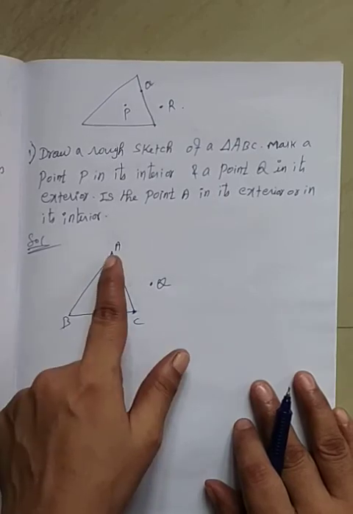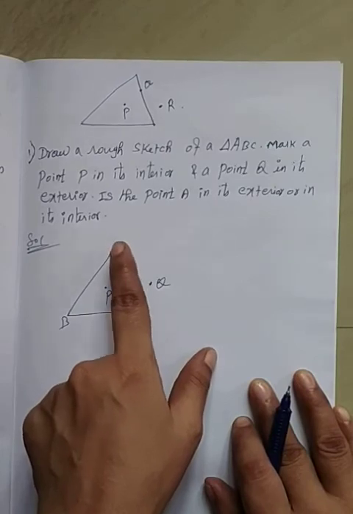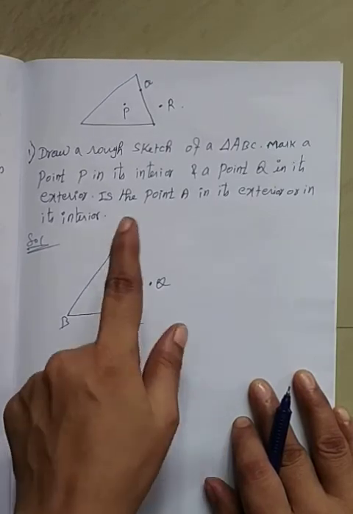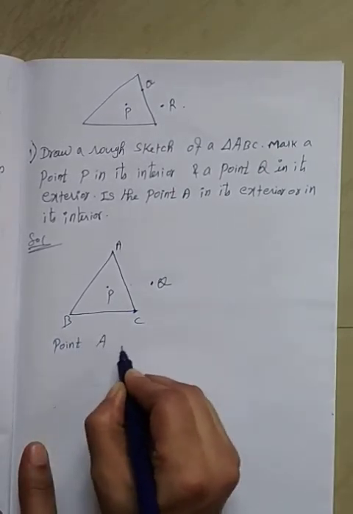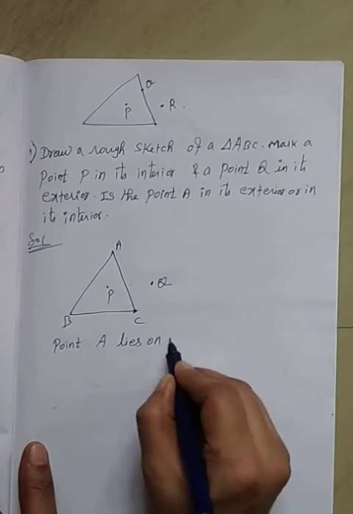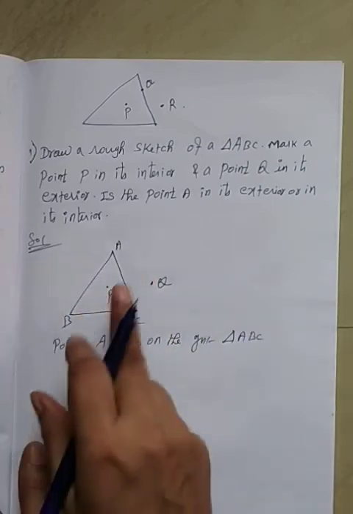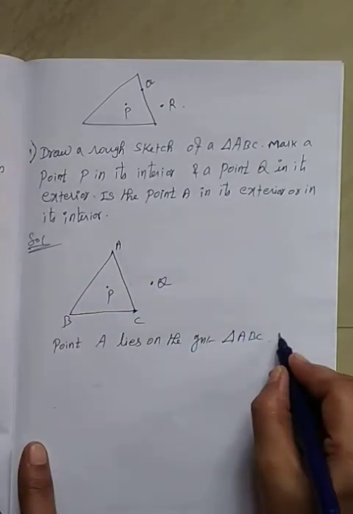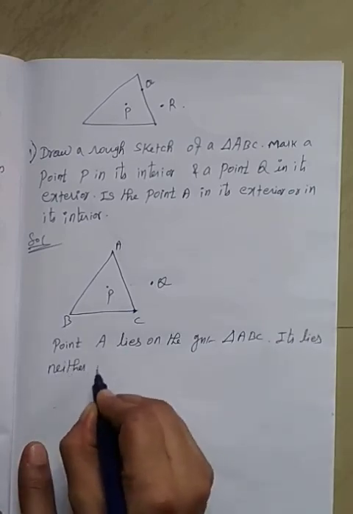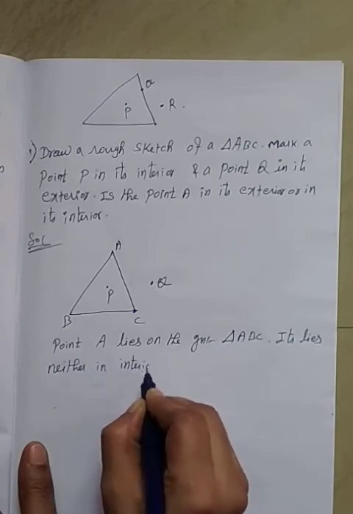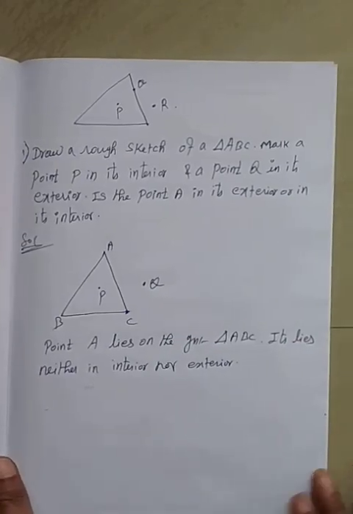See, is A interior or exterior? A is neither interior nor exterior. Okay, so we have to write: point A lies on the given triangle only. It lies on the triangle ABC. It lies neither in the interior nor the exterior. Everybody clear the concept?